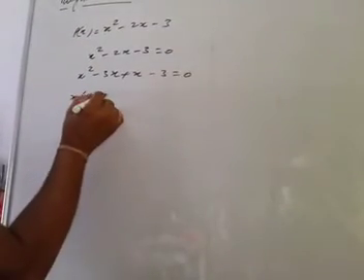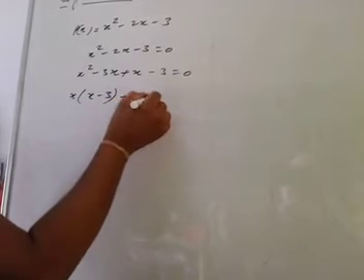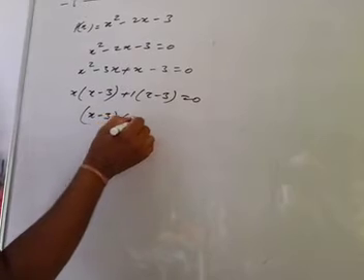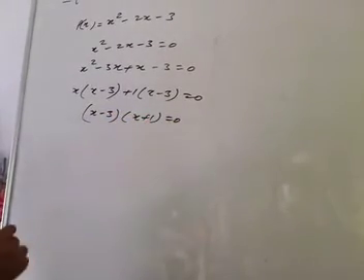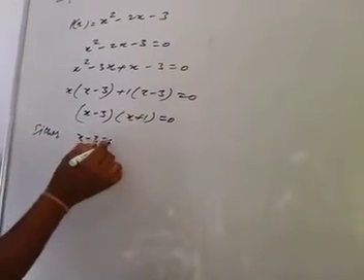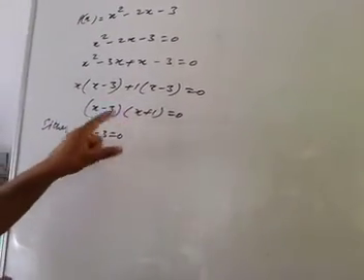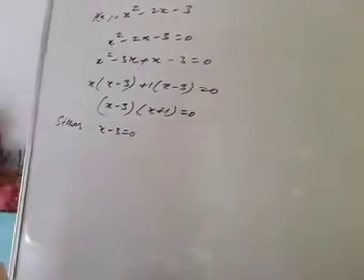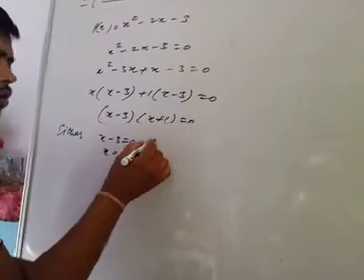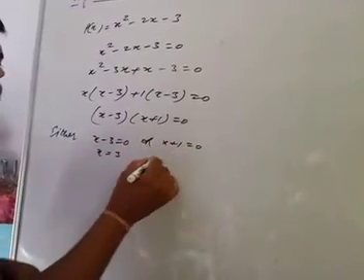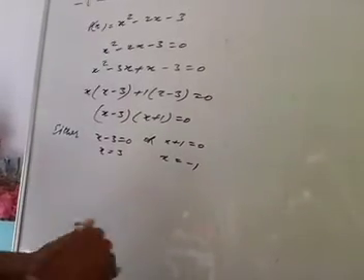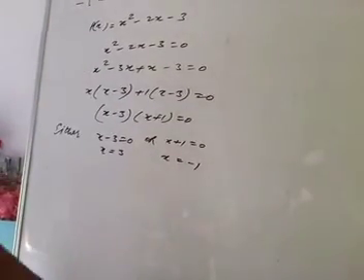Taking x as common, x minus 3 will be there, plus 1, x minus 3 will be there, equal to 0. Then x minus 3 times x plus 1 equal to 0. From here we put either x minus 3 is equal to 0, because if one of the factors is 0, then the whole polynomial will be 0. So x is equal to 3, or x plus 1 is equal to 0, then x is equal to minus 1. So 3 and minus 1 are the zeros of the given polynomial.